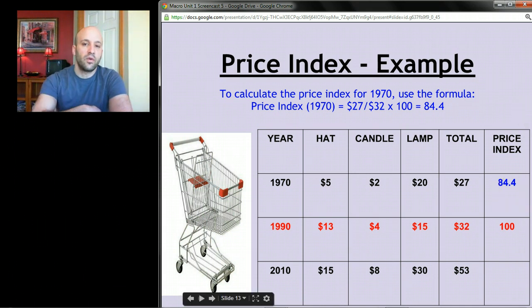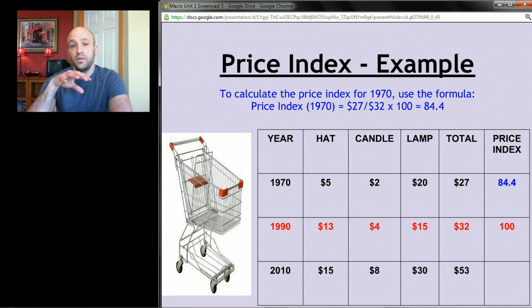The fact that that 84.4 is lower than 100 means to me that prices were generally lower in 1970 than they were in 1990. In fact, they were only 84.4% of what the prices were in the year 1990. Now, it's easy to see in this example that prices have gone up generally, but when we're talking about millions or tens of millions of goods, you could see why a price index might be important.